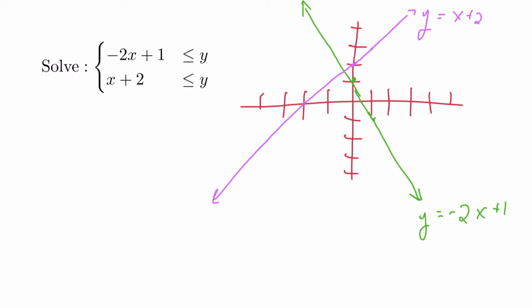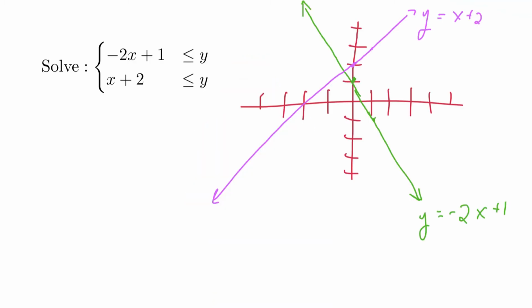So I see where the lines intersect, but I want to look at the inequalities now. So when is minus 2x plus 1 less than or equal to y? Well, I've already drawn that line. So then this will be true in this region, right? So let's pick a point and check. So for the first one, let's try 0, 0. Is it true that 1 is less than or equal to 0? The answer is no. So 0, 0 is not in that solution set. So it'll be on this side of the line.